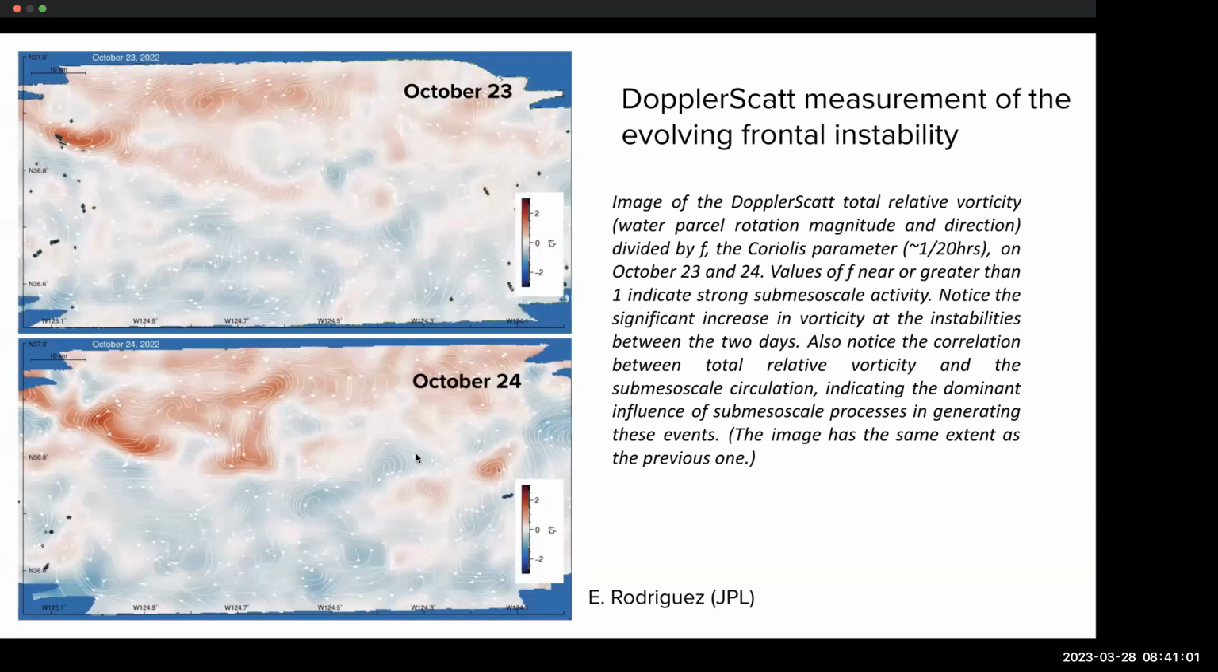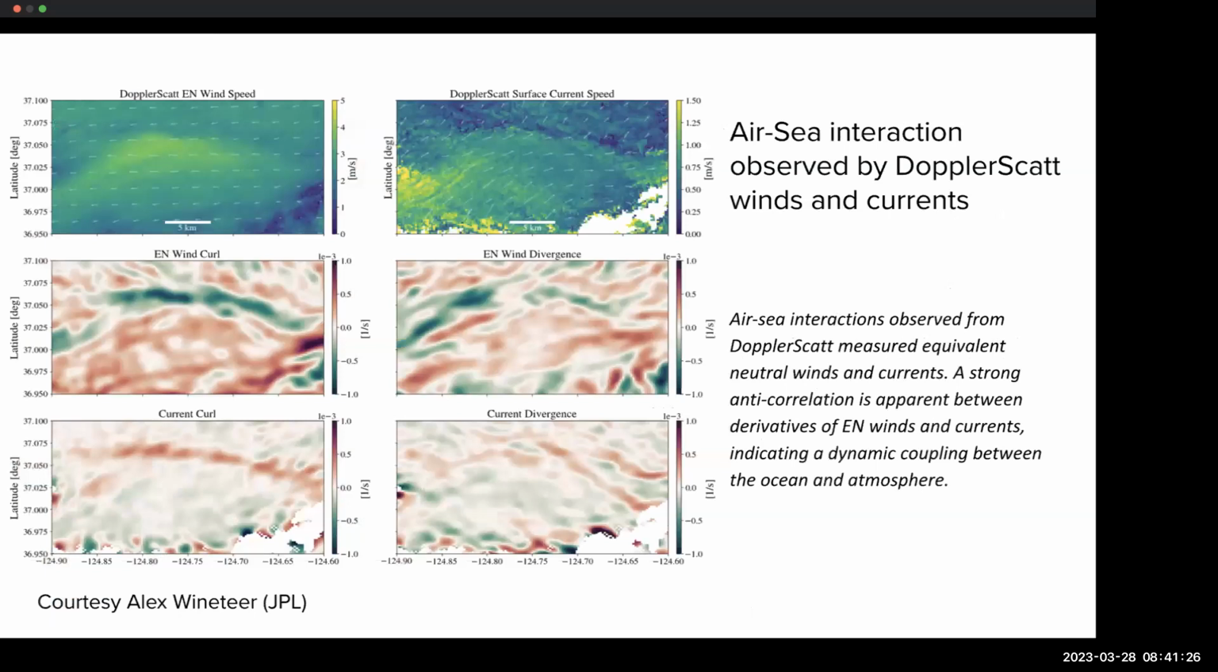Also, if the data were incredibly noisy, we would not be able to compute things like relative vorticity. And here's a plot of the relative vorticity that we compute and the contours of the high-pass surface current. So you can see it all makes some sense. And so there's hope for Doppler scatterometry in spite of needing to still understand things.